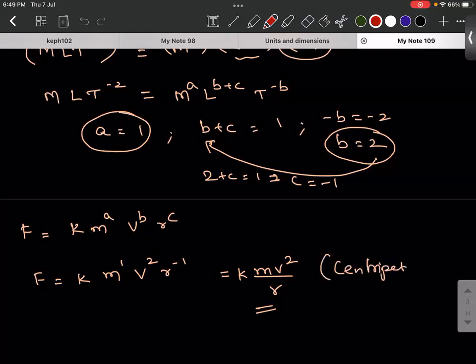So when you talk about centripetal force, the real mathematical expression is F is equal to mv square by r, where k will be equal to 1. So as I told you, in dimensional analysis, there is a drawback where you cannot have information about constants. You can find those constants only by experimental aspect. If that problem was solved, trust me, this one chapter is enough to solve any problem in physics.